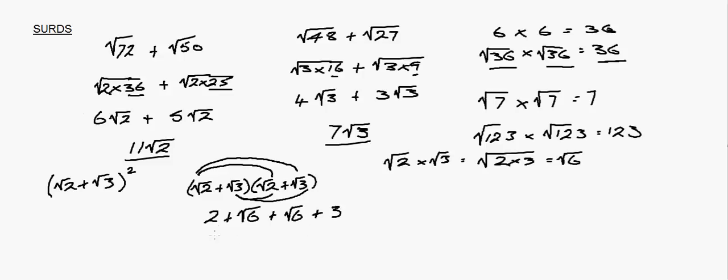Now this can be tidied up, so 2 plus 3 is 5, plus root 6 plus root 6, so we have 2 root 6's. Okay, so root 2 plus root 3 squared gives us 5 plus 2 root 6.